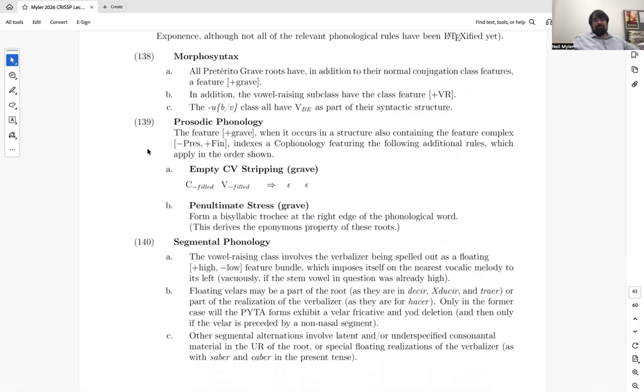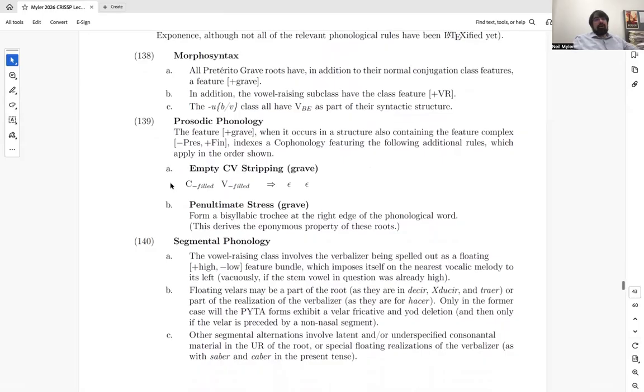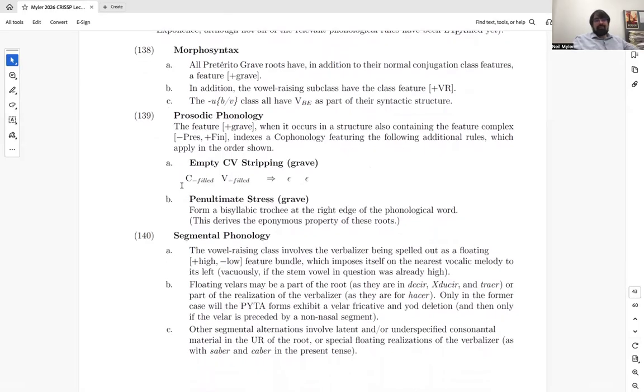But anyway, the two prosodic phonology related rules that are keyed to this grave feature are empty CV stripping, which applies before the rules of accent assignment and strips out any sequence of an unfilled C followed by an unfilled V. This derives the fact that otherwise diphthongizing verbs don't diphthongize when the root is stressed in the relevant forms, right? So why do we get poder, pueda, but then pude rather than puede? It's because of this, right?